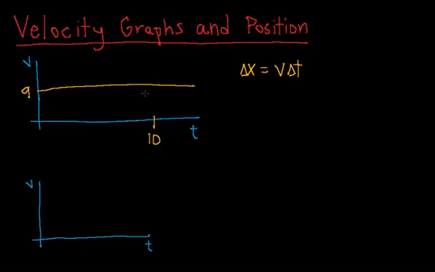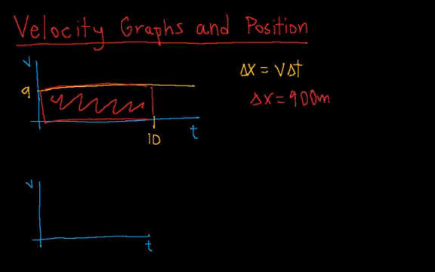as if we found the area of this rectangle right here. Because, as we know, the area of a rectangle is the base times the height. And the base is 10 seconds, and the height is 9 meters per second. Therefore, we get change in x equals 900 meters.